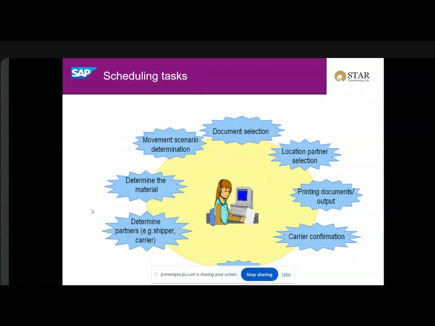So all these movement scenarios we'll cover later on. There is a big subject on that. Then we have to select the document, the purchase document or the sale document, purchase contract or sale document, whatever is there. And the location we have to define, from which location you are delivering, where you are delivering. Then we have to give the output, that nomination output or the bill of lading, whatever is there.